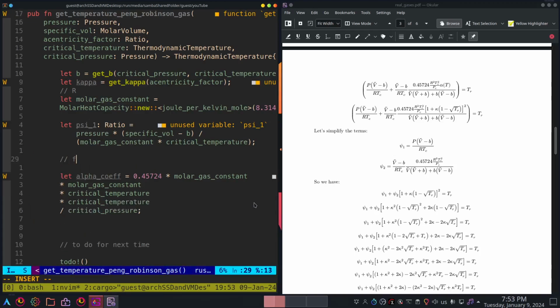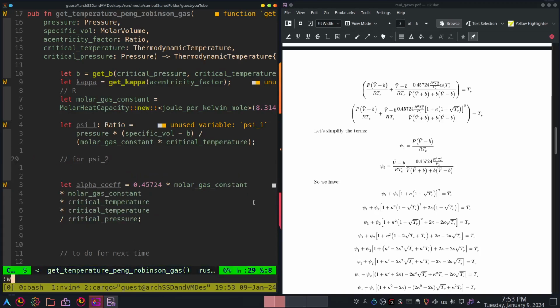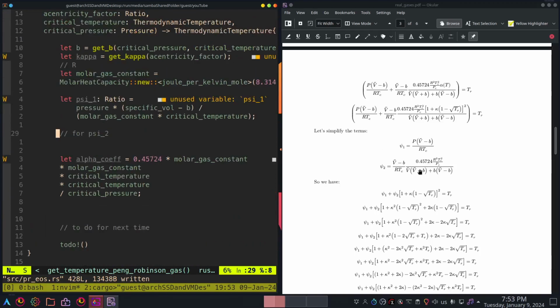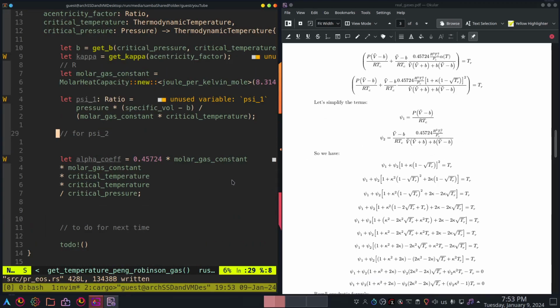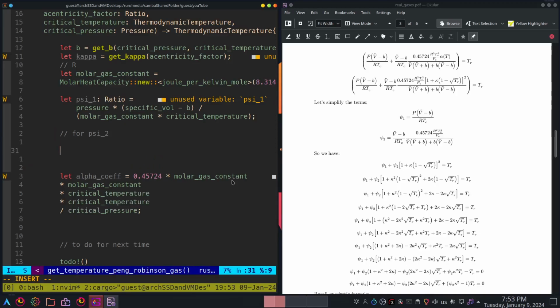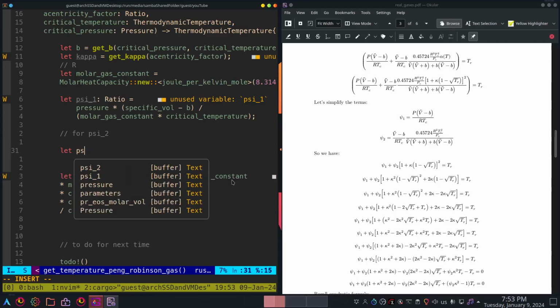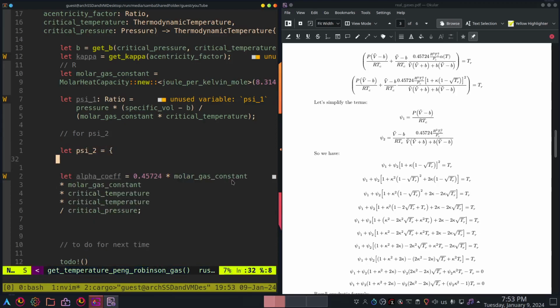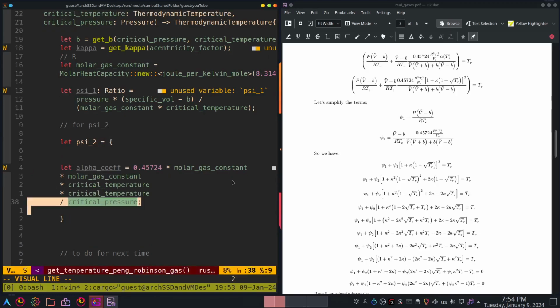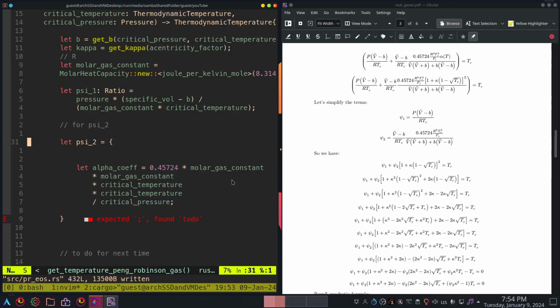Let me do this for psi2. So you see there's a lot of multiplication and division here. One way to organize code, and I like to do this, is to use a let statement. Let psi2 equals, and now I'm going to nest everything in a bracket like this. Okay, and now I'll do a semicolon here. So psi2 will be whatever is left at the end of the function right here.